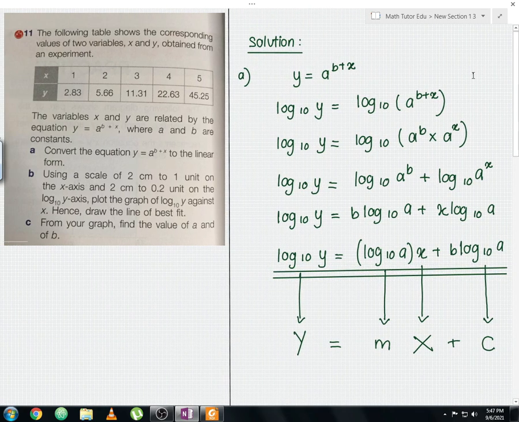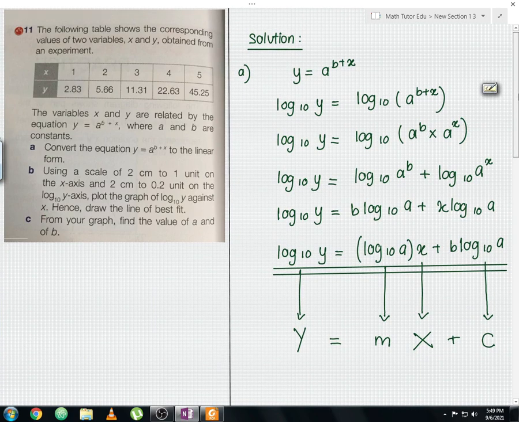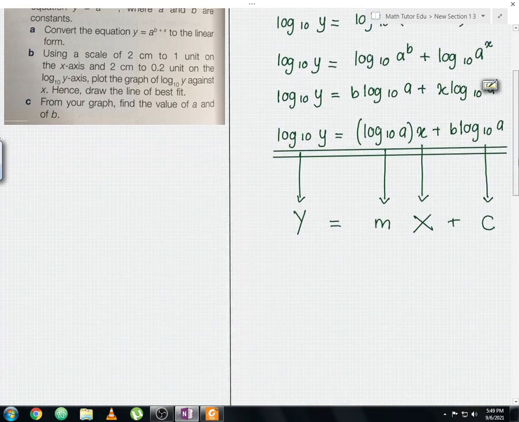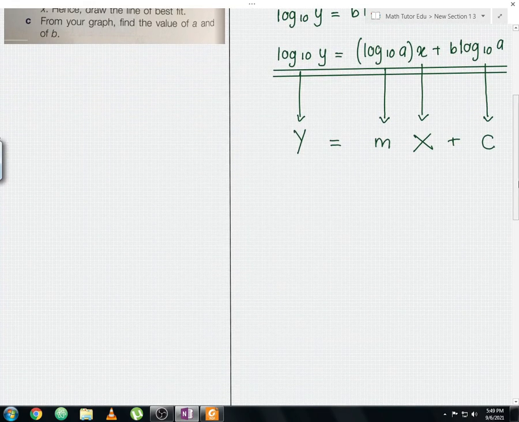Okay, so from here let us proceed to the question part B now. For the question part B, before plotting the graph of log 10y against x, what we're going to do is we're going to make a table for log 10y, guys, since the x is remaining the same. The x still remains the same, so there is no change, so we only have to create one new row for log 10y. So from here, please wait for a moment, guys, as I need to make the table.